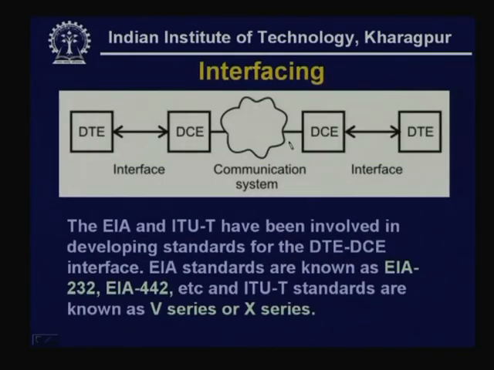Now, coming to the question of interfacing, we have seen that we have data terminal equipment. It can be a computer or any other equipment which can send or receive data, and we require a DCE, data circuit terminating equipment. This DCE will launch the signal in this communication system, and at the other end another DCE will receive that signal and then send it to the DTE at the receiving end. In between, you will require an interface at both ends between the DTE and DCE.